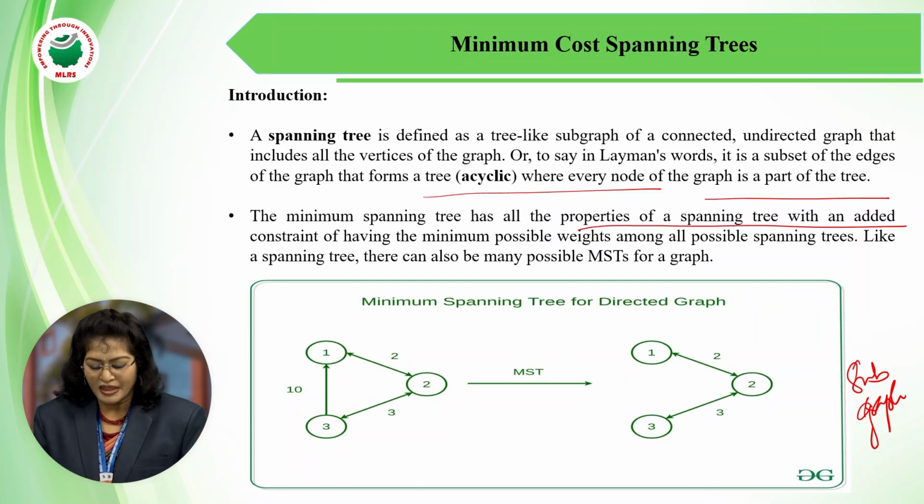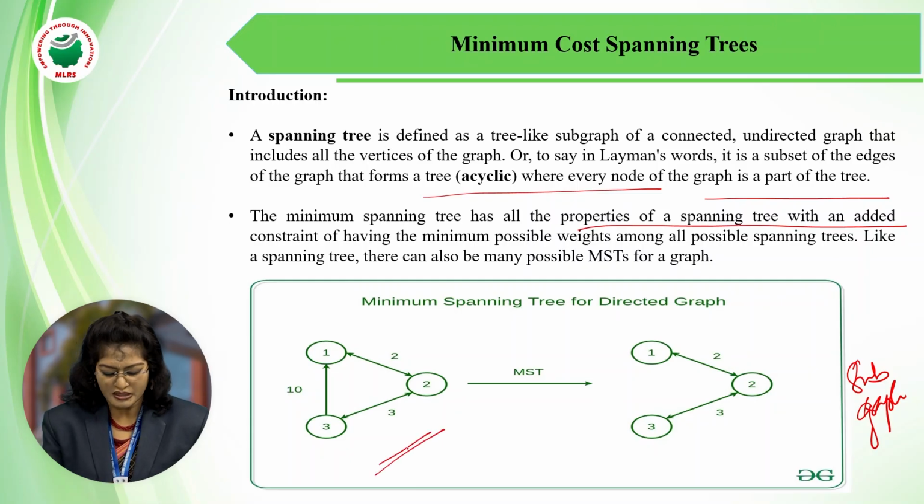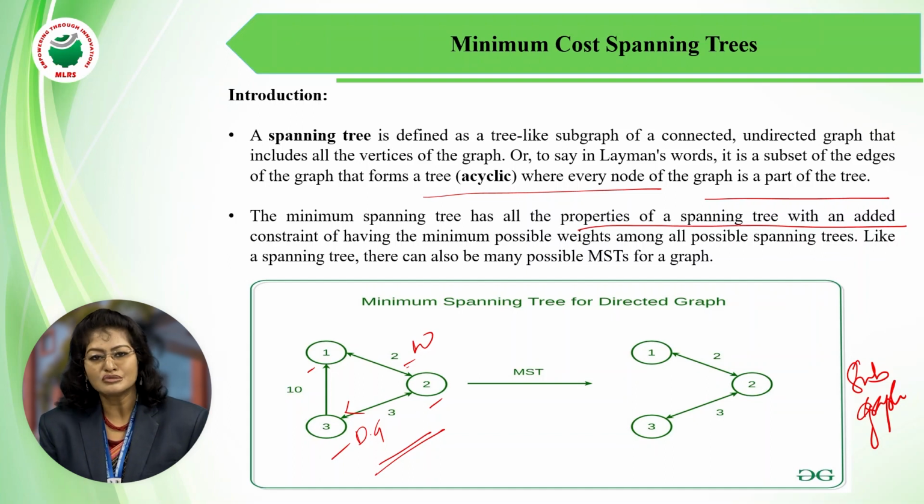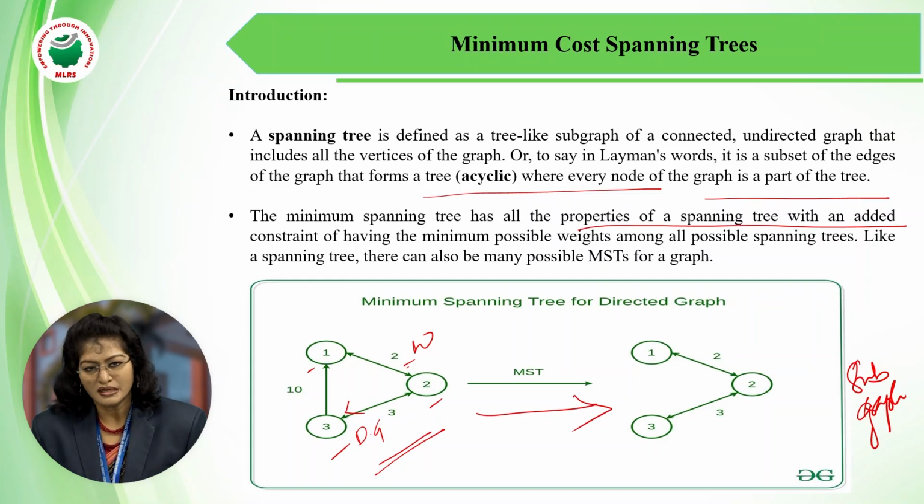We have many possible MSTs, minimum cost spanning trees. Here we'll go with an example with nodes 1, 2, 3. We have 3 nodes, and this is a directed graph, and we have some weighted edges. In this we need to find the minimum cost spanning tree. As I told you, it should have n vertices and n-1 edges.